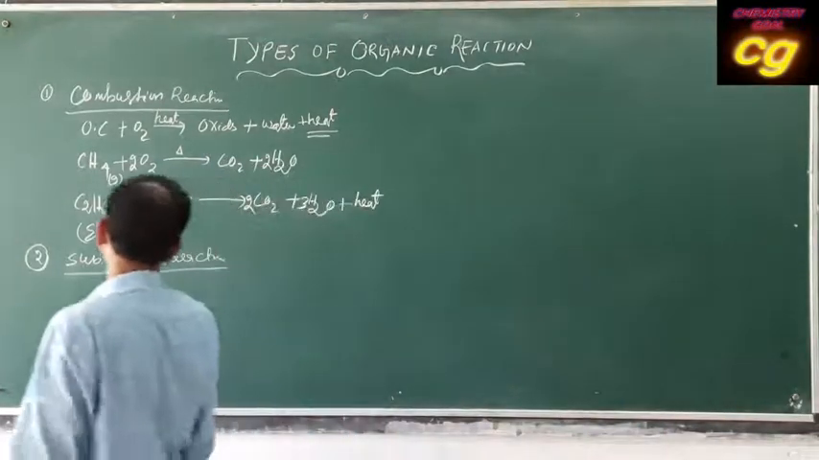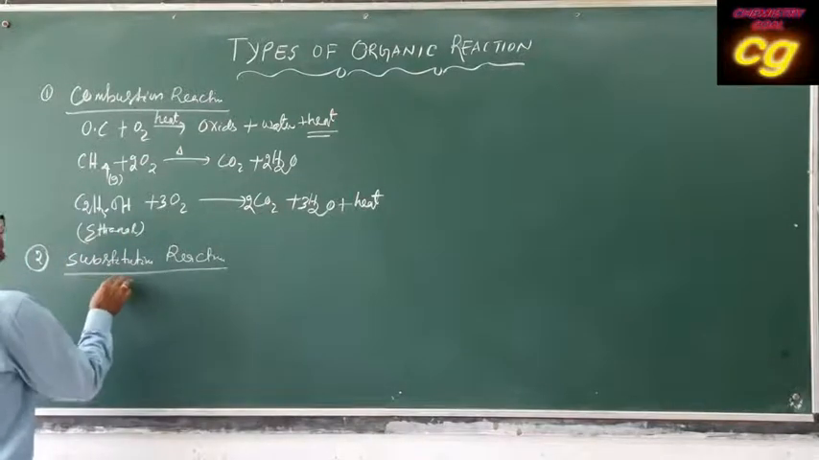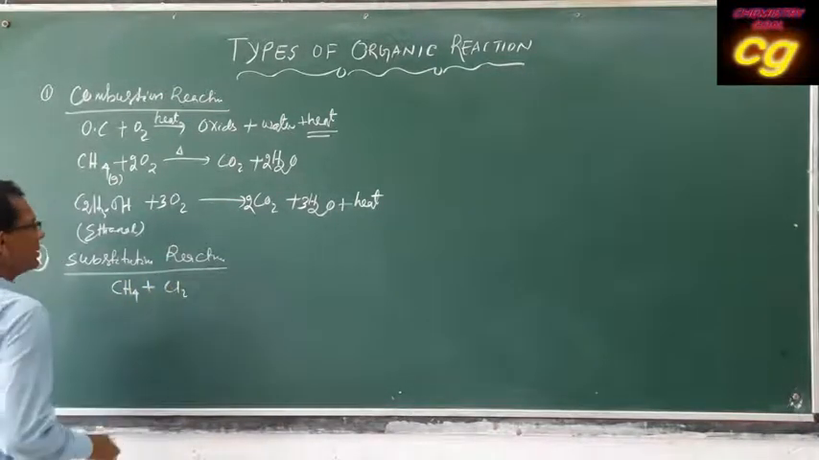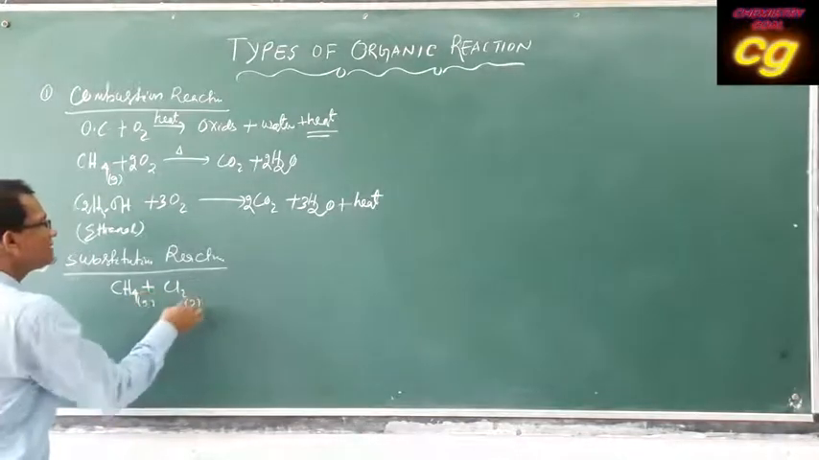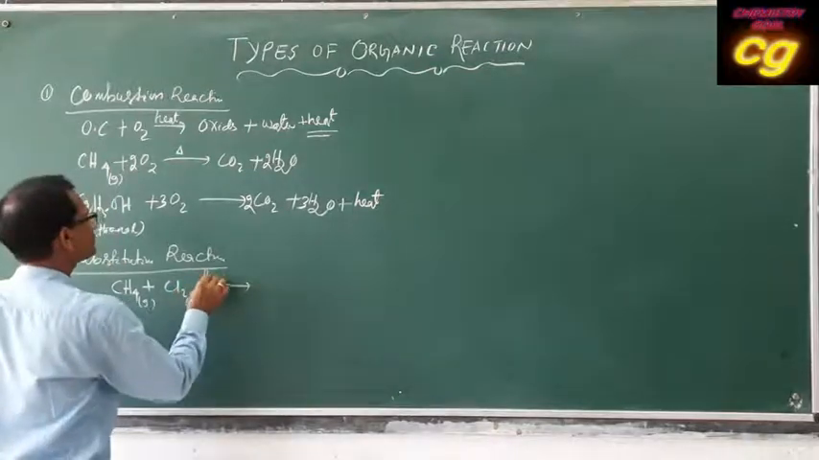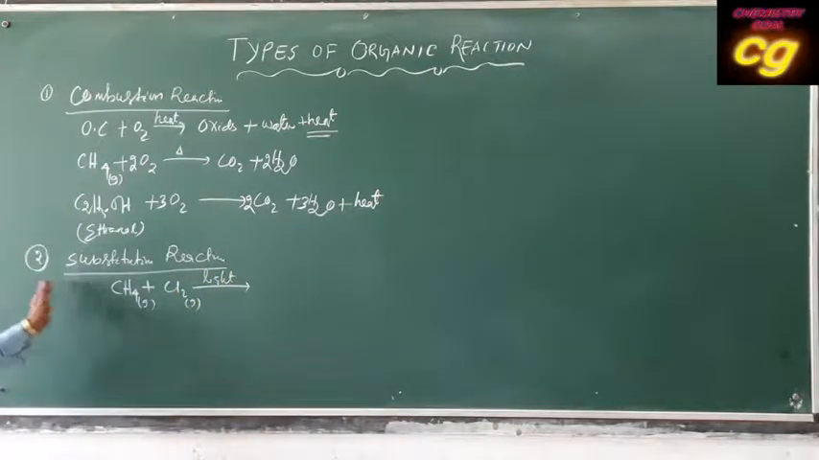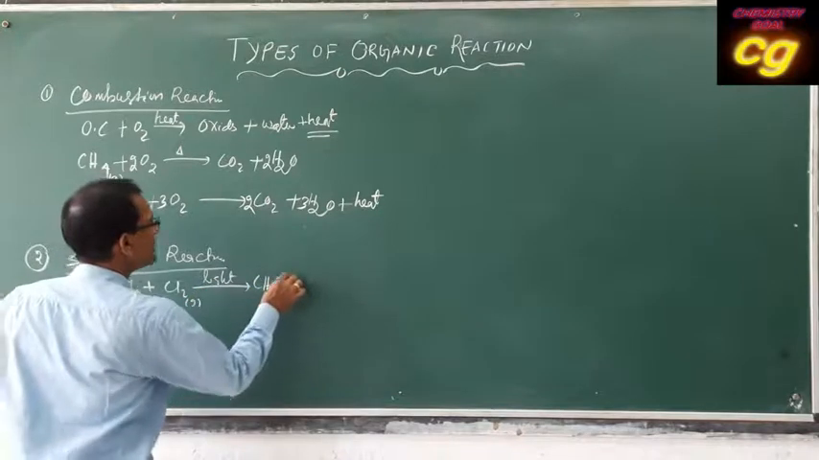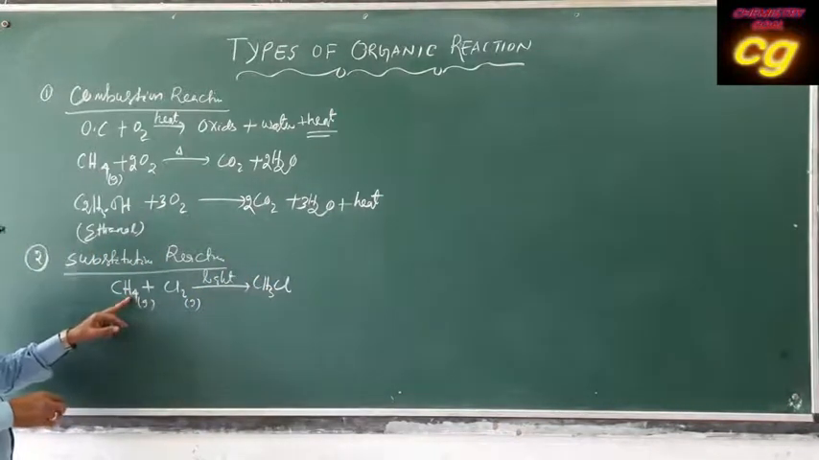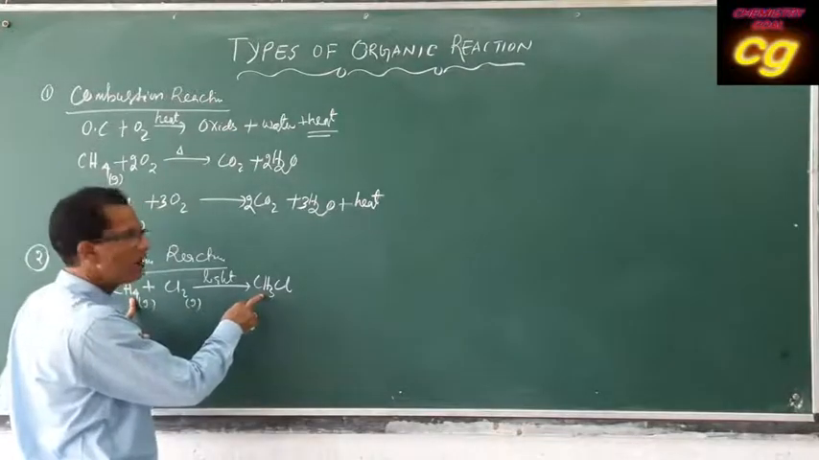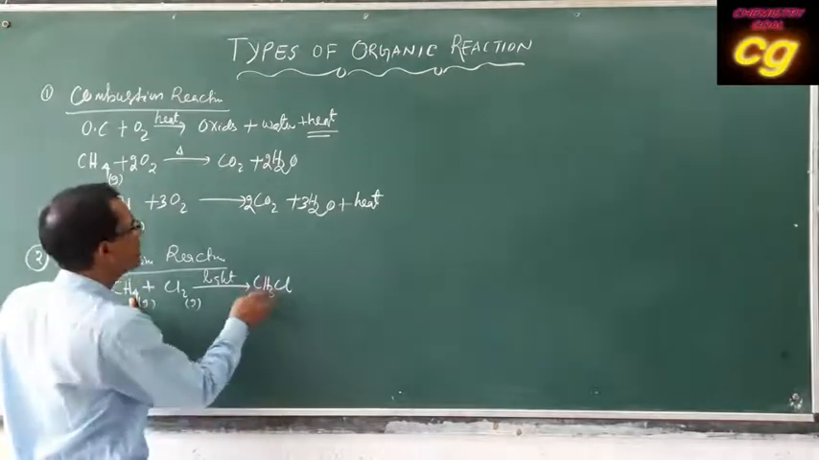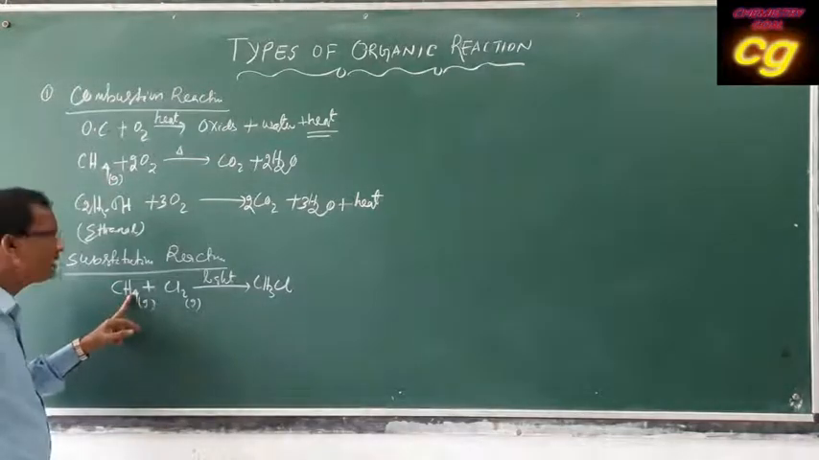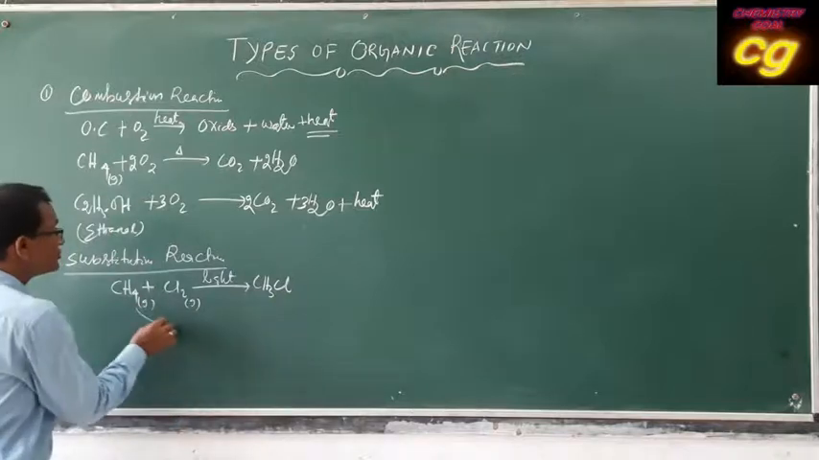For example, you can take methane, when combined with chlorine. When methane gas reacts with chlorine gas in presence of light or heat, when they are exposed to light or heat, methane reacts with chlorine and produces, you see, methyl chloride. If you see the difference, here methane has 4 hydrogen, here the product is one organic compound, that is methyl. You know CH3Cl is called methyl chloride, and here hydrogen is less, that is CH3, 3 hydrogen.